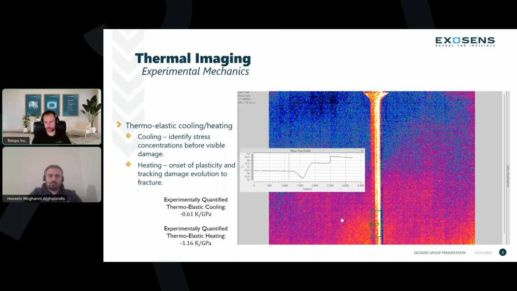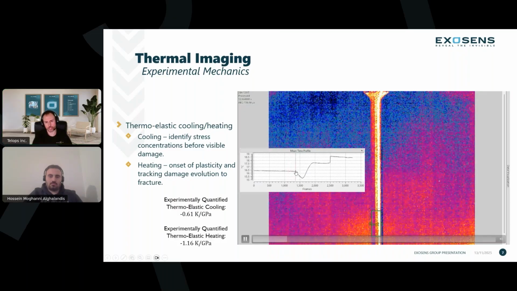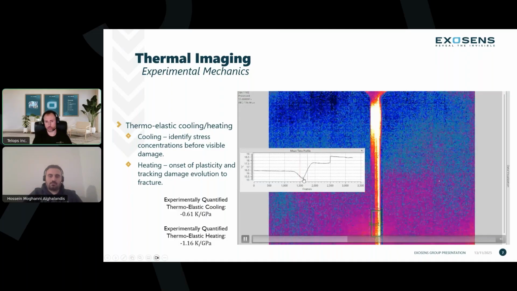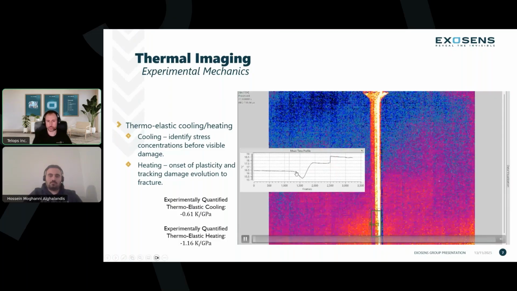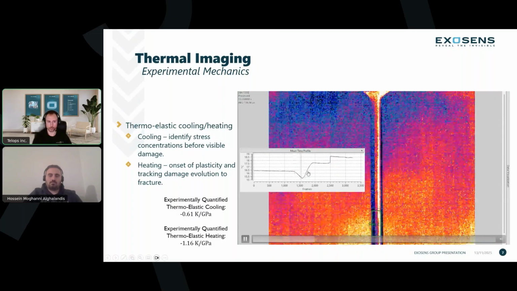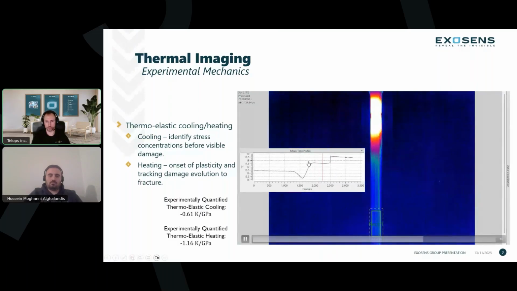So I'm going to play this video for you right here, and we'll be looking at this rectangle, which is our region of interest. And when we play this video, if we follow this graph, you can see that we have a pretty distinct thermoelastic cooling effect right before we start to get into plasticity. So the elastic zone, where the material undergoes cooling right before we see a temperature rise. And that temperature rise is the thermoelastic heating, which is the onset of plasticity and allows us to track damage evolution to a fracture point.